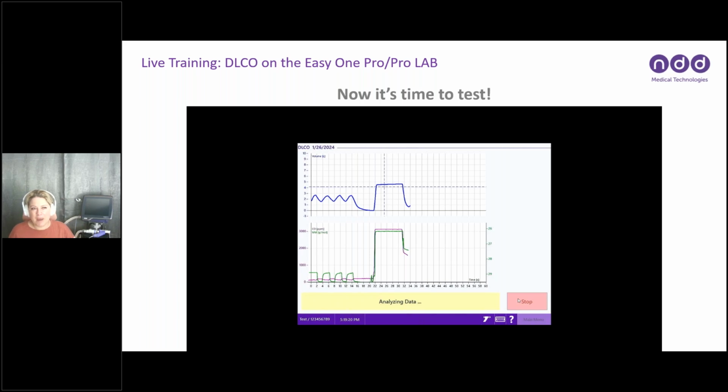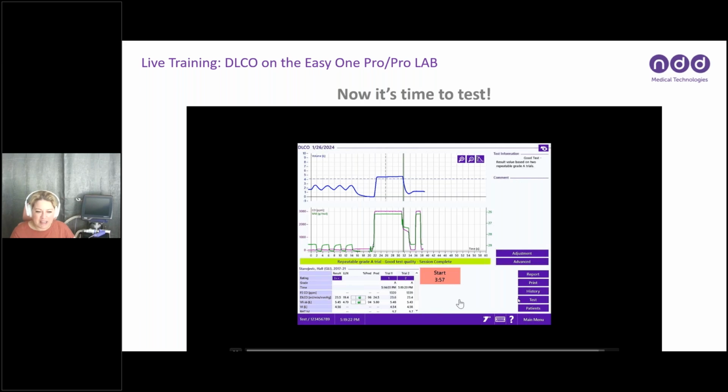All right, it should pop me over to my results screen again here, telling me that that is a repeatable grade A trial. So within that 2 ml difference between the DLCO values, and it was a good test quality. So now the session is complete. So based on 2 repeatable grade A trials, we know that this is a good and accurate result from our patient and can end this session.